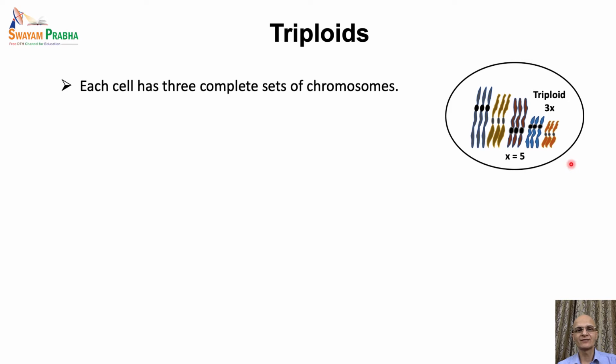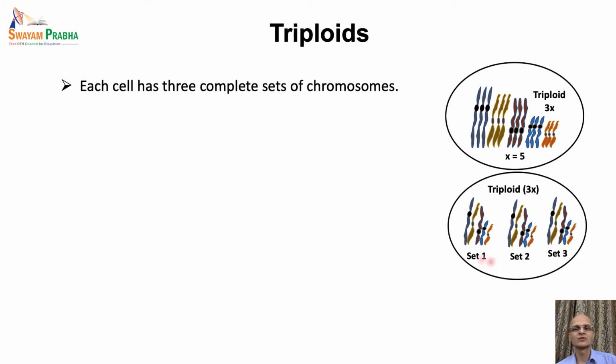So here is a pictorial representation of a triploid individual where each chromosome has three copies, and in total there are 5 chromosomes. So in other words, triploids have 3 sets of chromosomes, and each set in this pictorial representation has 5 chromosomes. So that means X is equal to 5 in this case, and so we can also say that the monoploid chromosome number in this situation is 5.